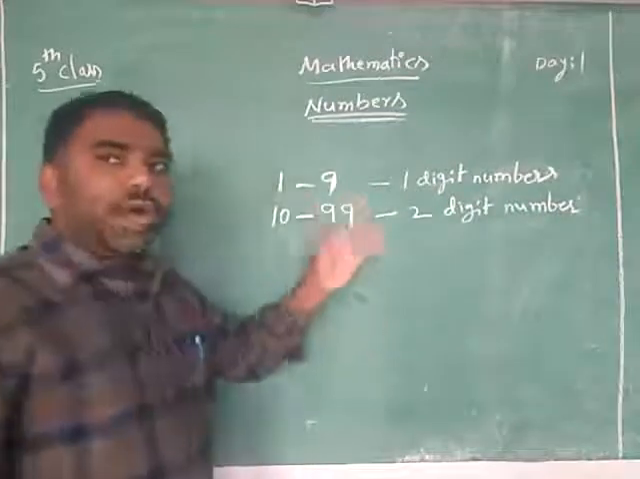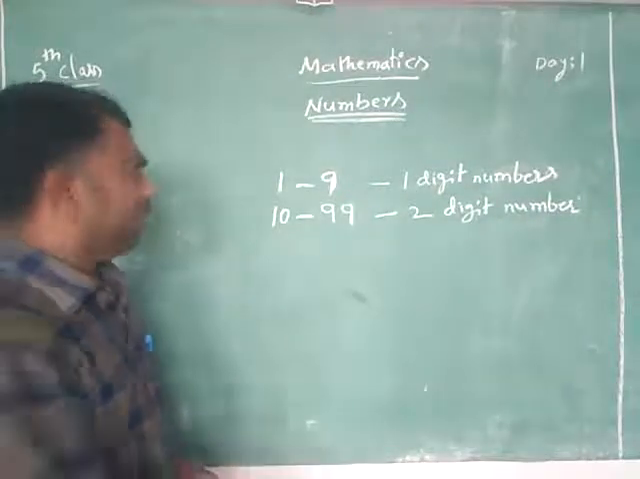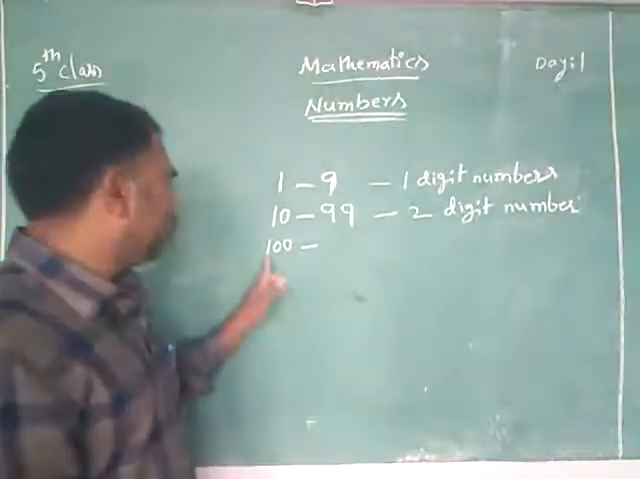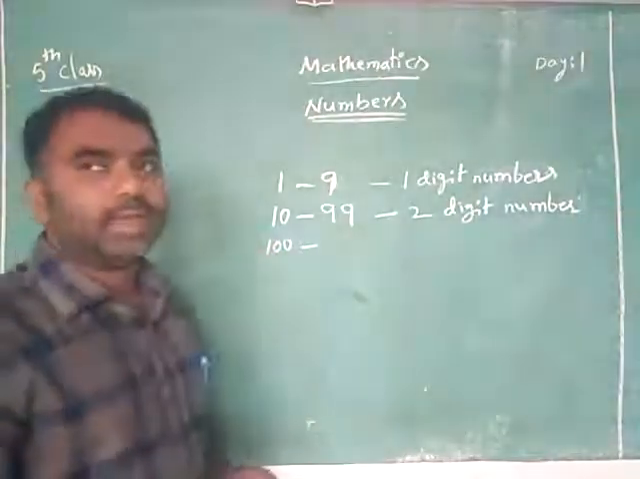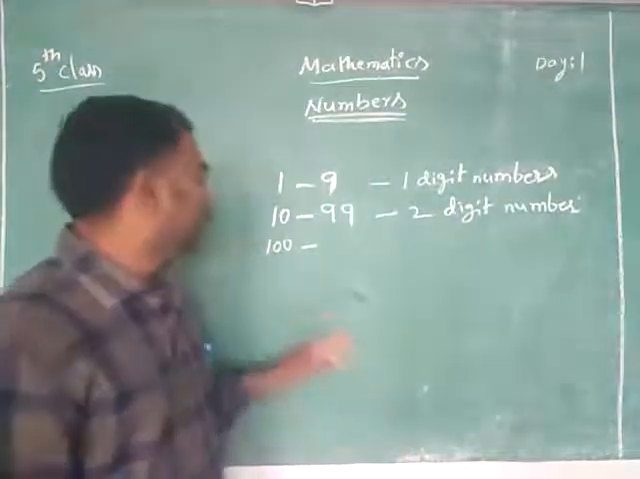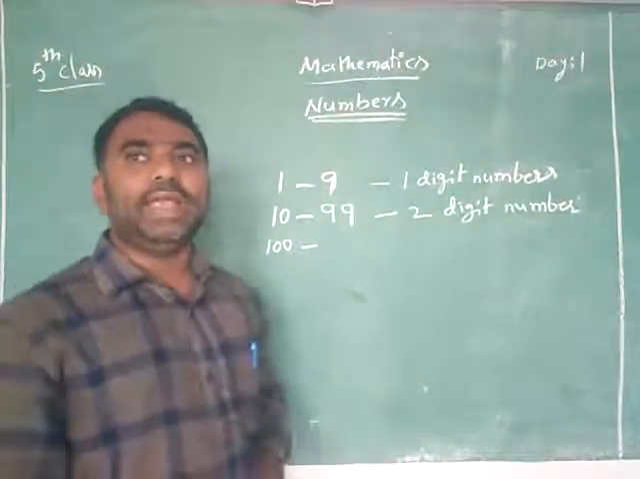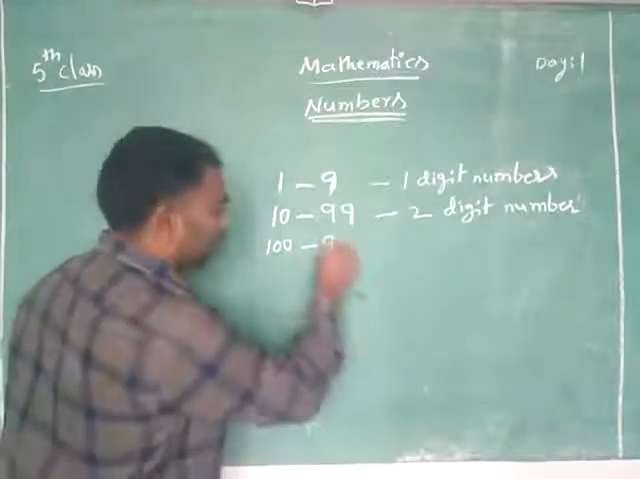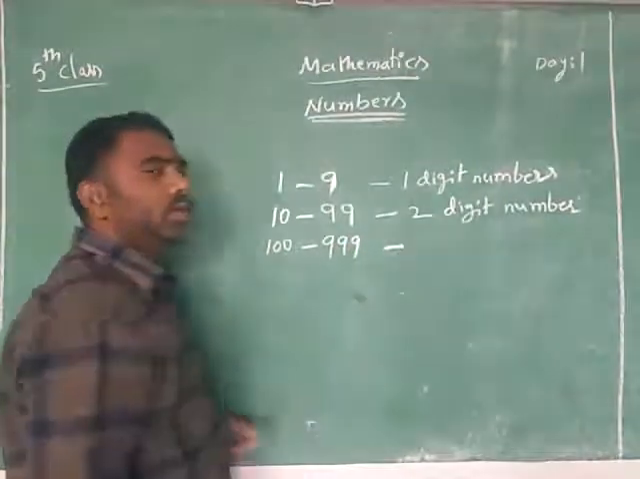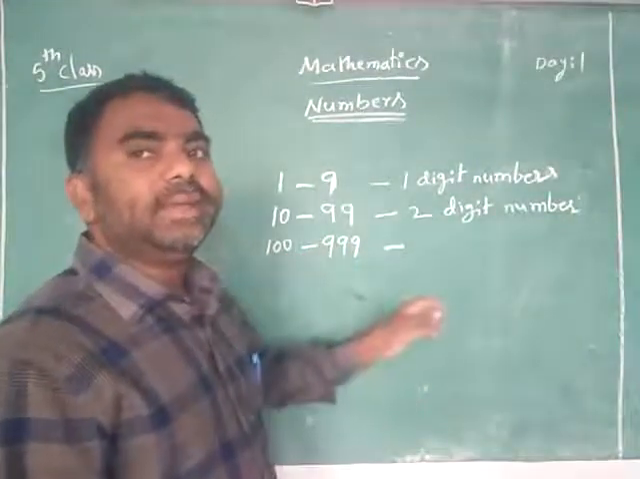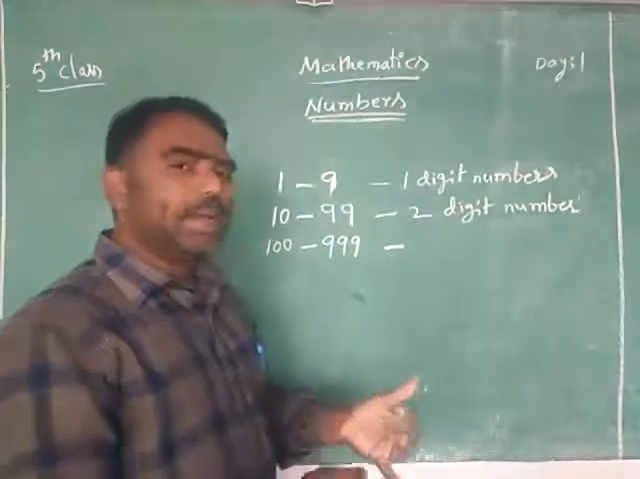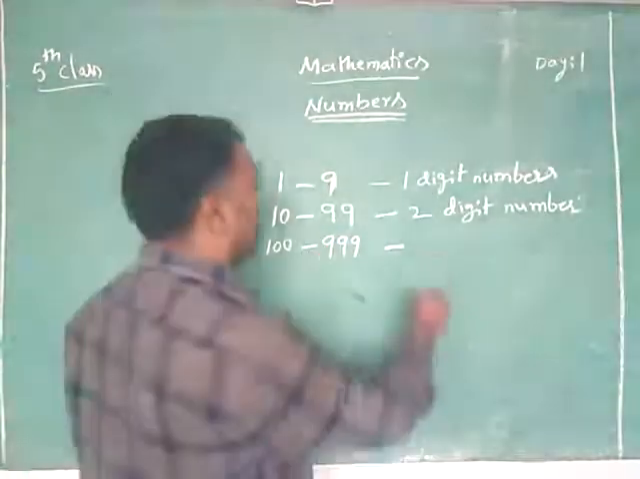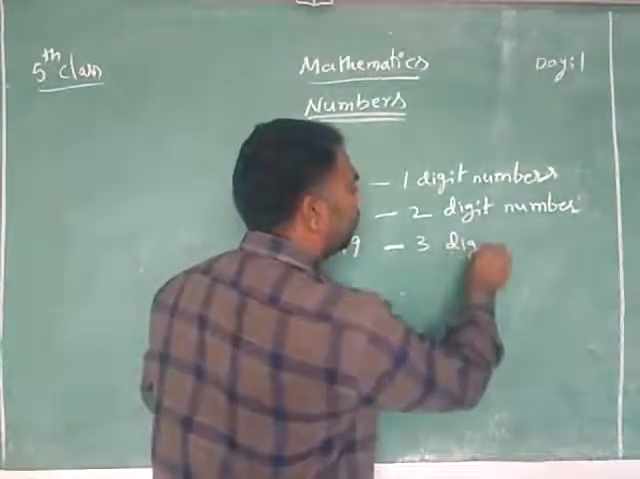Next, after 99, the number is 100. See here, it is a 3-digit number: 1, 2, 3. The 3-digit numbers start from 100 and end at 999. So these are all called 3-digit numbers, meaning 100, 101, 102, like that up to 999.